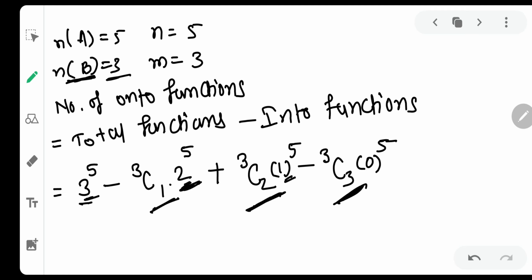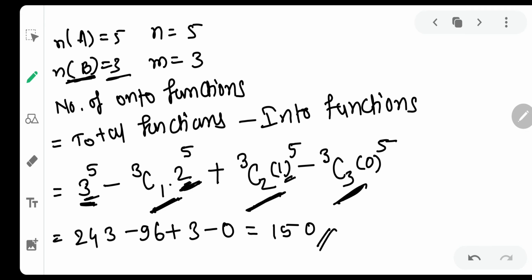So we first write down 3 raised to 5. Then we write down 3C1, reduce the 3 by 1, and then the process goes on. So let us calculate this. 243 minus 96 plus 3 minus 0. If you calculate this further, you will get the answer to be 150.